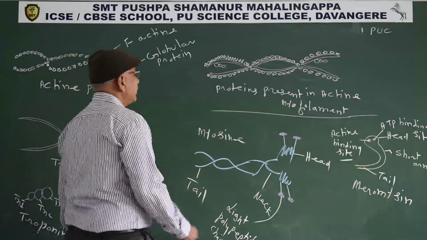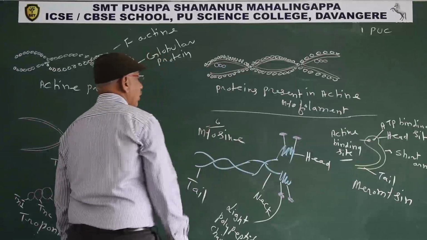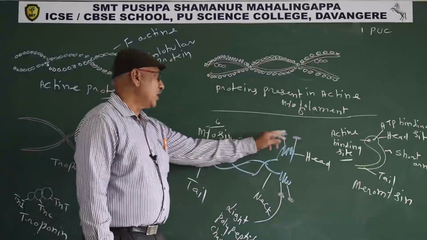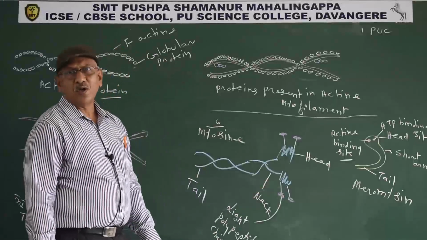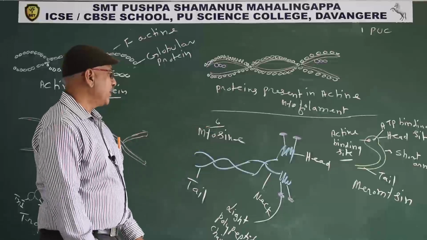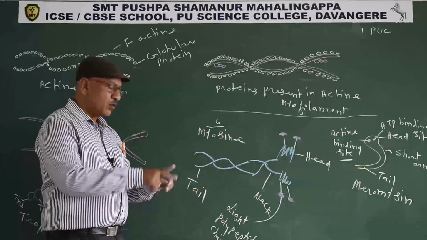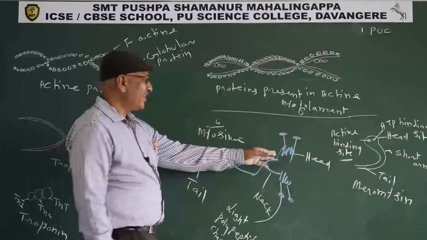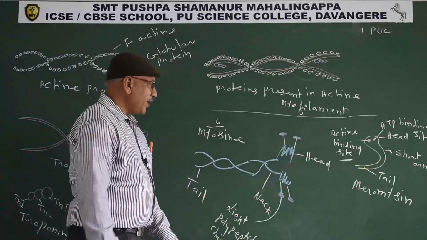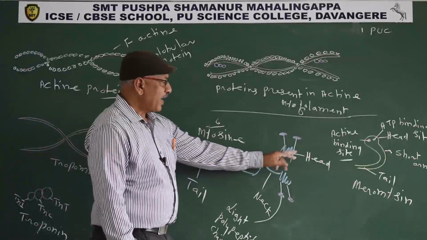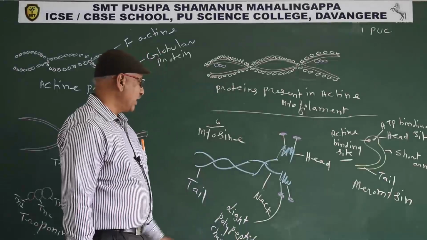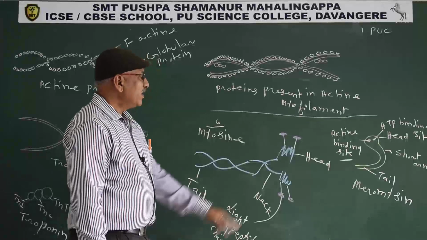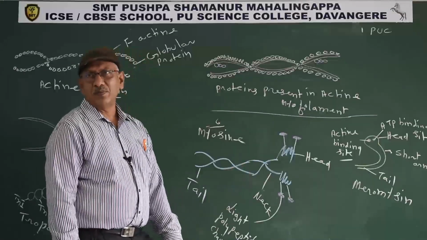Next one, myosin filament contains only one protein, myosin protein. Myosin protein contains 6 polypeptide chains: 2 heavy polypeptide chains and 4 light polypeptide chains. On one end, the 2 heavy polypeptide chains coil, as a result a tail is formed. On the other end, each heavy polypeptide chain folds, as a result a head is formed. So myosin protein contains 1 tail, 2 necks and 2 heads. Each head attaches to 2 light polypeptide chains.